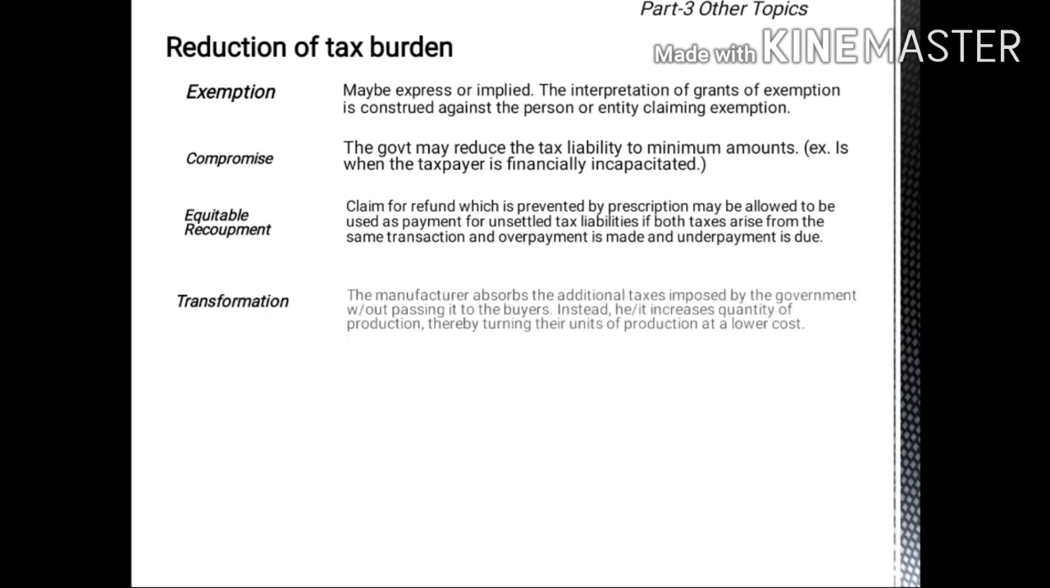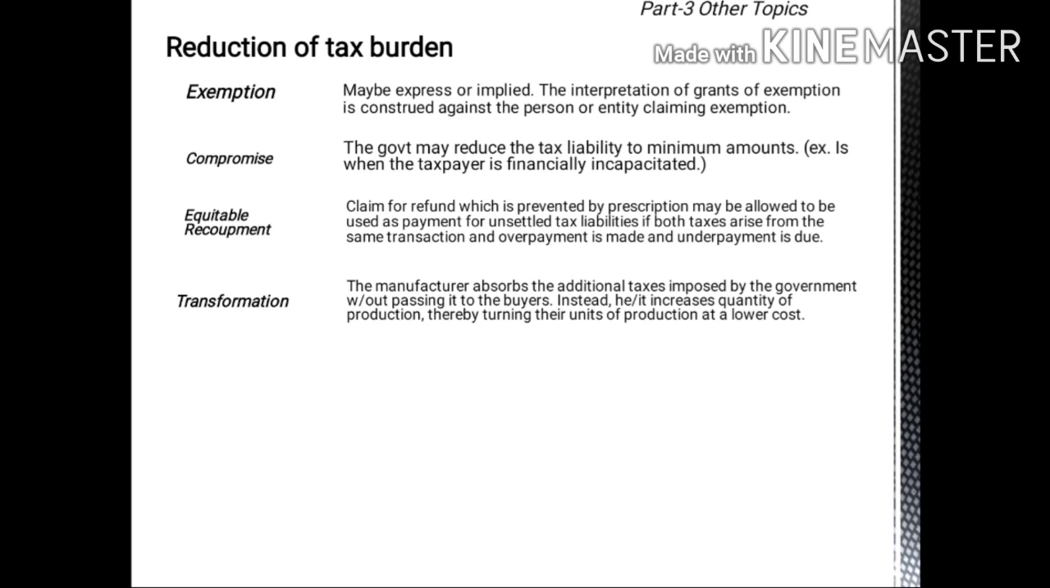Next is transformation. This transformation is very useful if you have many competitors. If you have many competitors as a manufacturer, you absorb the additional taxes imposed by the government without passing them on to the buyers. Because if your price goes up, you will lose to your competitors. Now, the effect is that your tax is very high. However, as a manufacturer, you can increase the quantity of your production. When you increase the quantity of your production, the cost per unit decreases. We all know that as businessmen. So, although your tax is high, your production cost is low, so you can recover. That is what we call transformation.